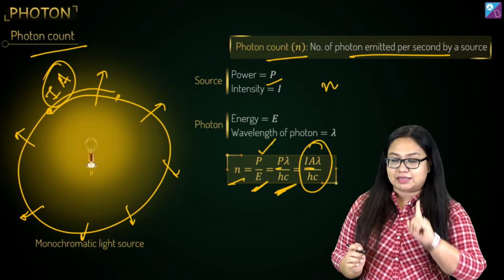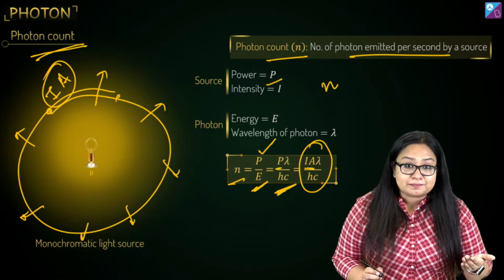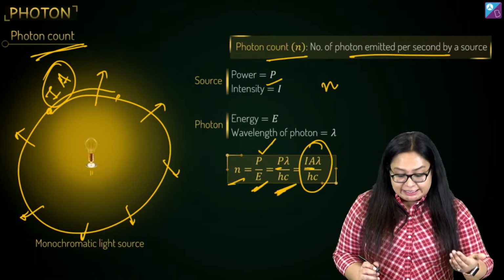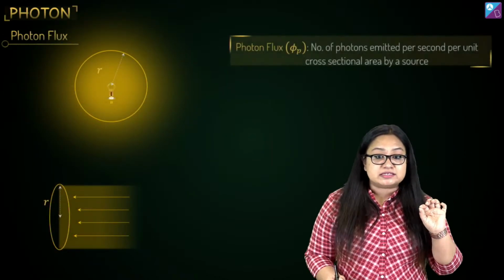As I've told you, we are going further ahead into photon theory. We've calculated one thing, photon count. What else can we do here? There is one more term that is defined.